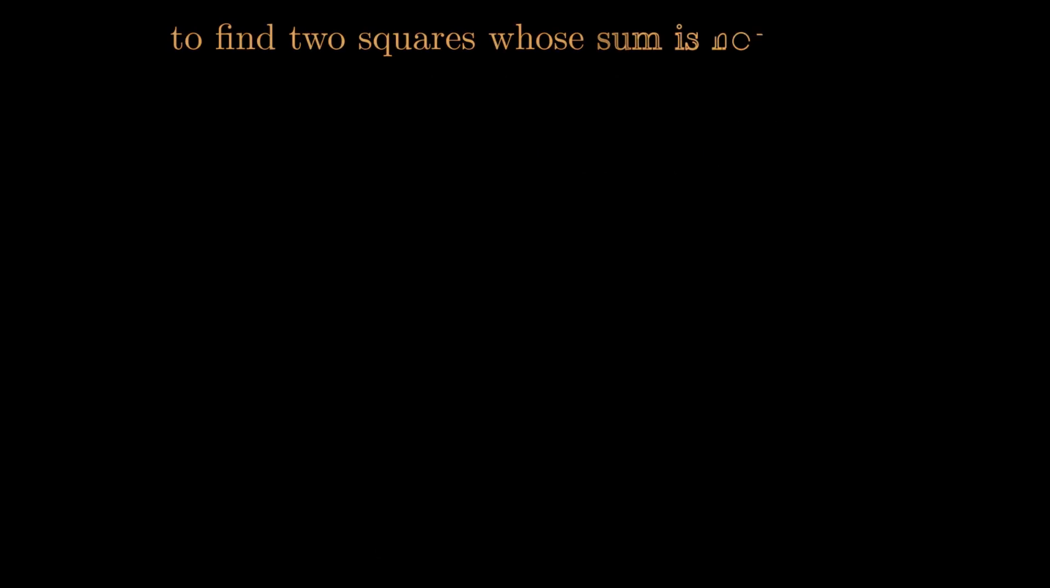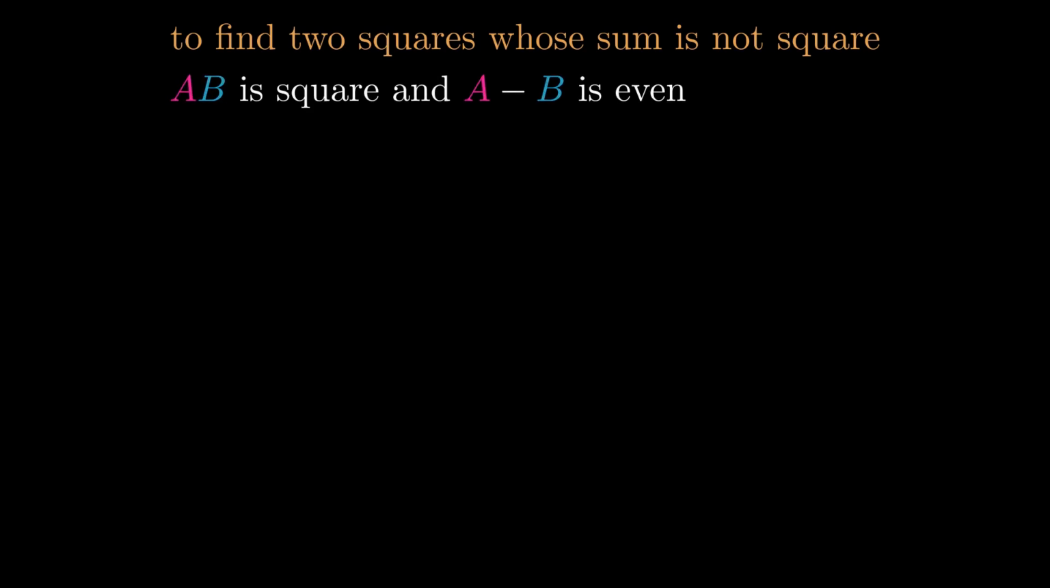In this lemma, we'll find two square numbers whose sum is not square. Let a and b be similar plane numbers so that ab is square, and let both be even or odd so that their difference is even and may be split evenly in half.